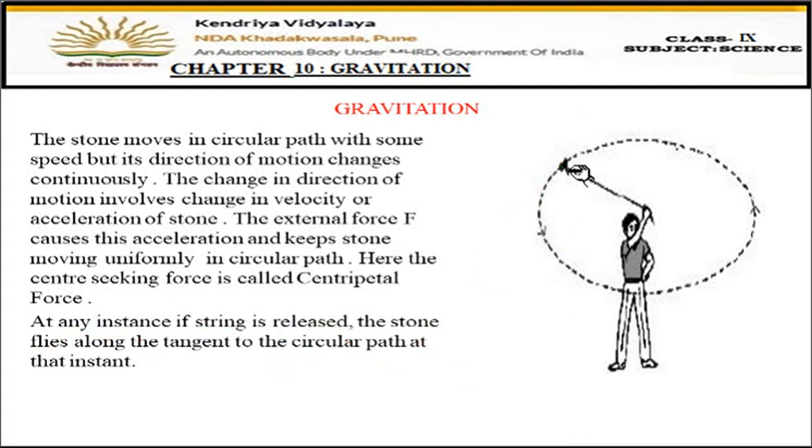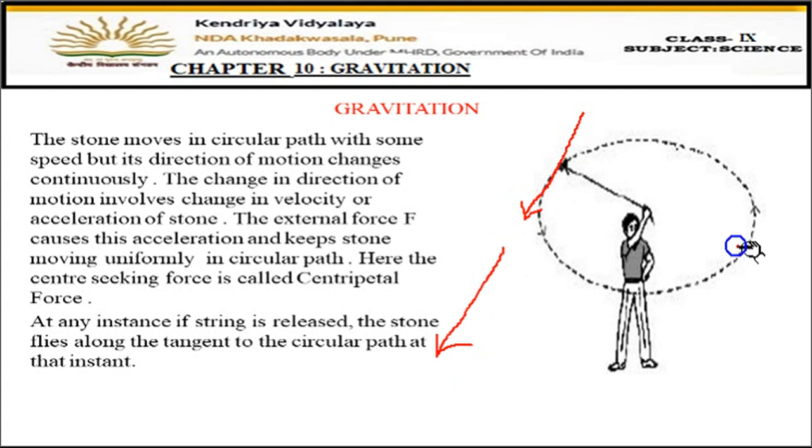Then the stone or the ball will move towards the tangent and fall in that particular direction. If at this point the stone is released, or the string is released, the stone will fall in this direction, which is shown by this arrow. So somewhere in this direction the stone will go and fall down.